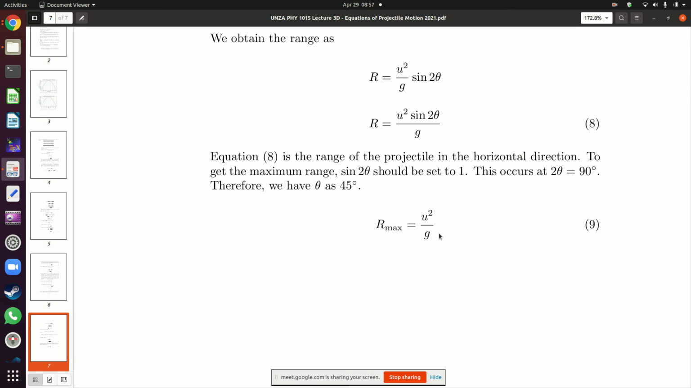The other thing you notice is the following. If you are given a maximum range, from the maximum range you can directly find out what U is, because you just make U the subject of the formula. So you have R max multiplied by G, which equals U squared, then take the square root on both sides, and that should give you your U. So you should be able to play around with these things so that you find whatever it is you're looking for. Are we clear?